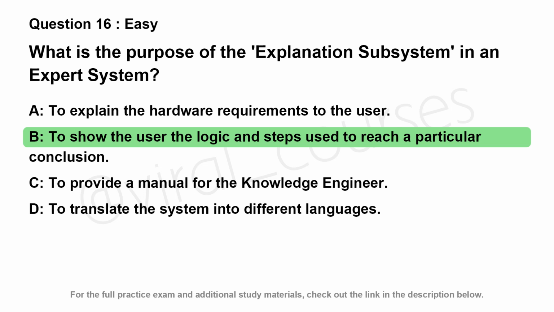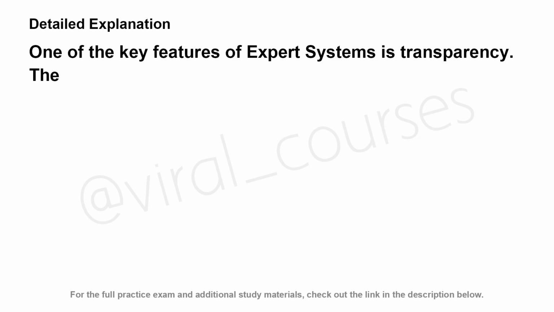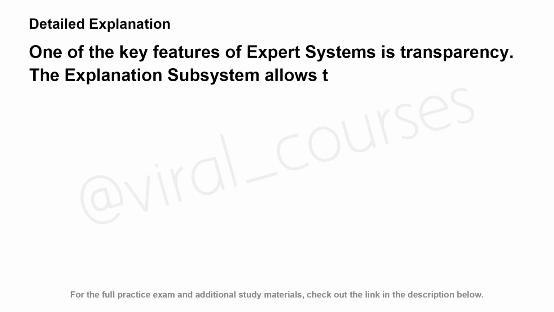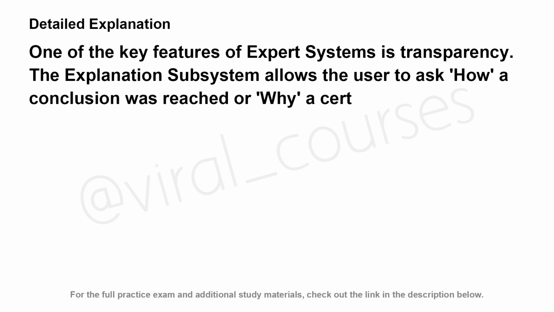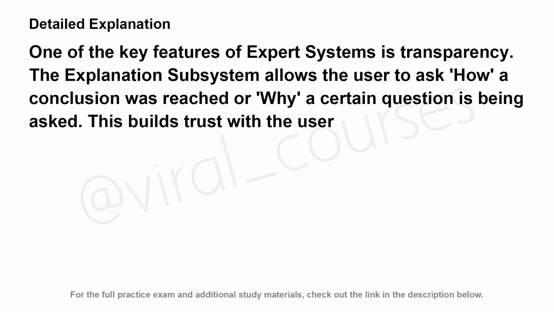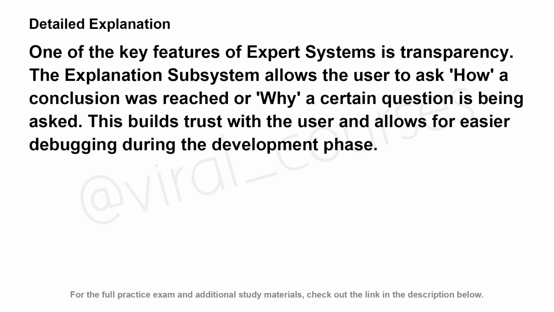The correct answer is B. One of the key features of expert systems is transparency. The explanation subsystem allows the user to ask how a conclusion was reached or why a certain question is being asked. This builds trust with the user and allows for easier debugging during the development phase.